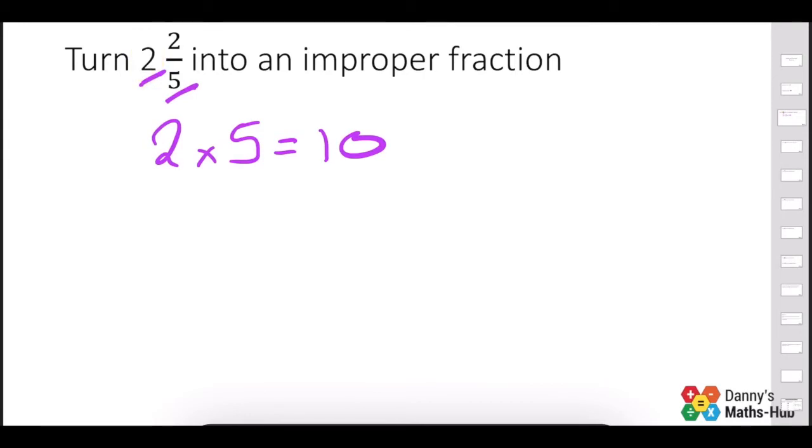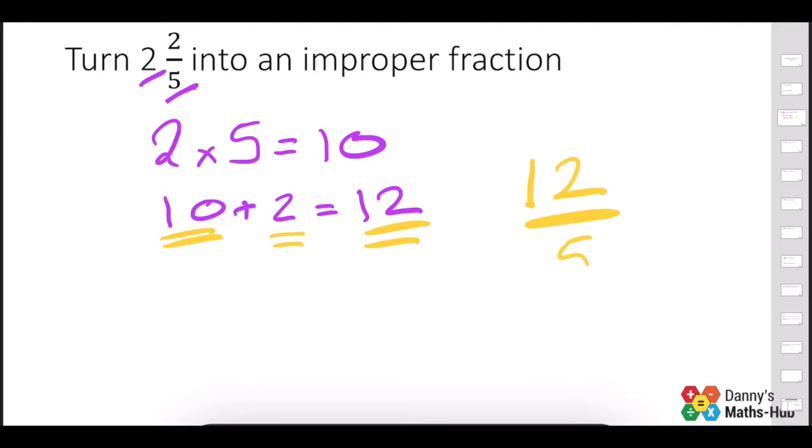Now, we may have 10 fifths in that integer, but we also have 2 fifths in our fraction. So then we've got to add on the current numerator, which is 2. So this is the 10 fifths in our 2, and the 2 fifths in our current fraction, which tells us we have 12 fifths altogether. And that's our answer, 12 fifths. Now the quick way to remember this is we do the integer times the denominator, then add on the numerator. And that gives us our improper fraction.